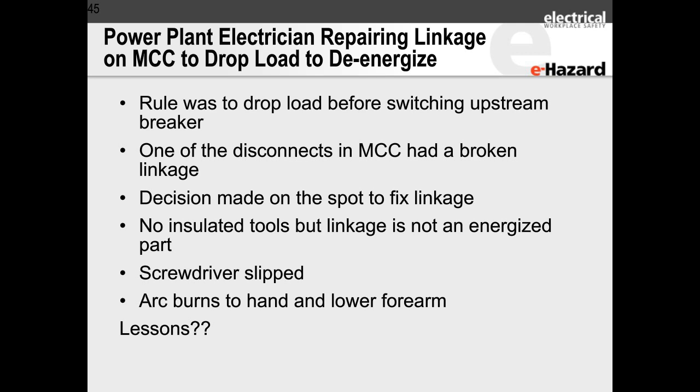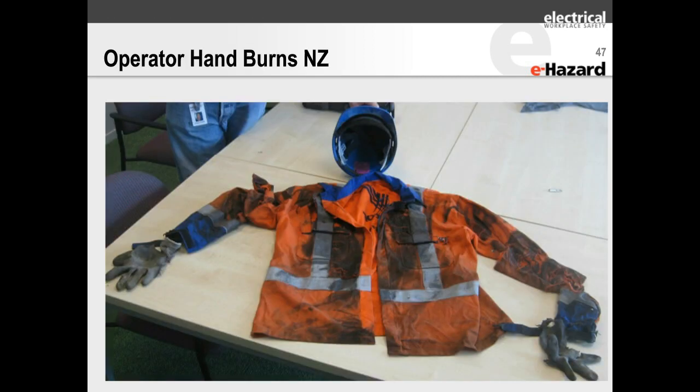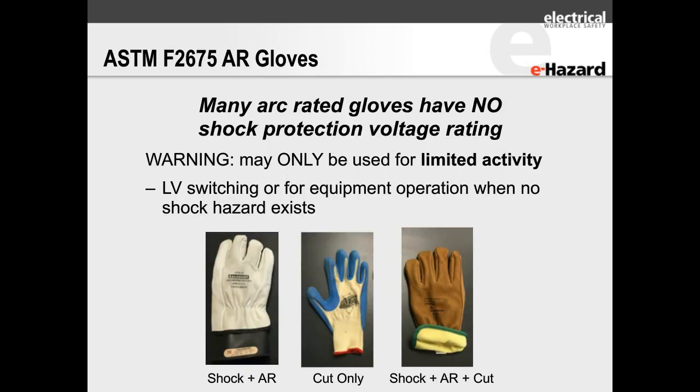Glove ratings. Gloves can be rated. We had a person get burned here. This was a non-arc rated glove there on the left, caught on fire and burned the guy's hands. Although his arc rated clothing worked, he didn't have an arc rated glove, and it was just a cut resistant glove. There are standards for testing gloves. These do not test for shock. Only a rubber insulating glove provides shock. Be very careful. The gloves that are coated on the hands do not have shock protection. They are not shock gloves. They're cut or they're arc rated gloves, but they're for operating. They're not for using for shock protection. Only a rubber insulating glove with a proper protector can be used for shock protection. Just be aware of that.